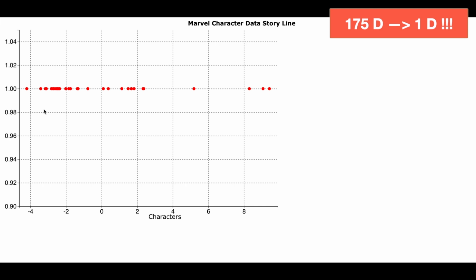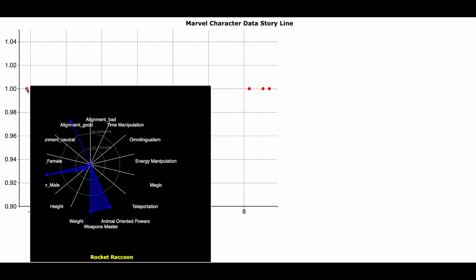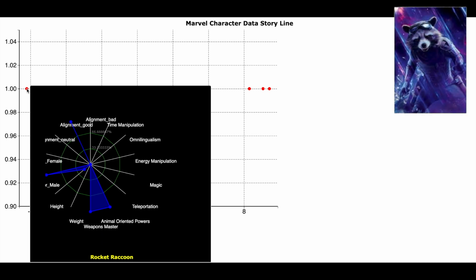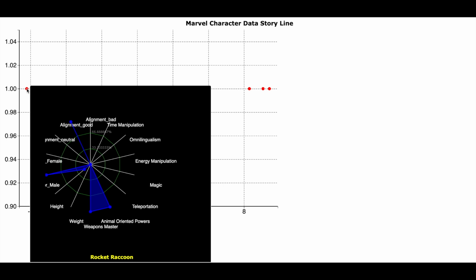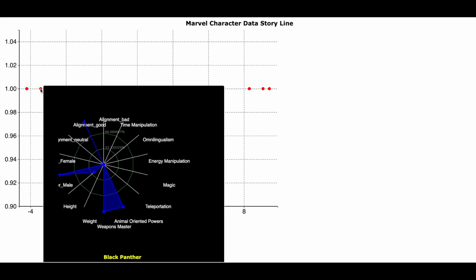Each dot corresponds to a Marvel character. Now let us see what these characters are, starting from the left. We see here that the leftmost dot corresponds to the character Rocket Raccoon. You can also see a radar chart which indicates the superpowers. And we see that Rocket Raccoon has superpowers which are animal-oriented powers as well as being a weapons master. Now let us move to the next character, which is Black Panther.